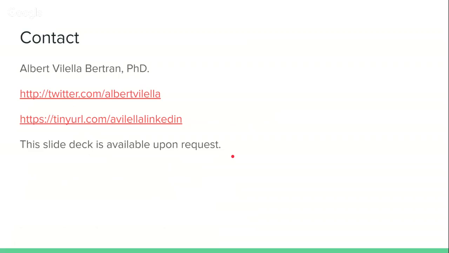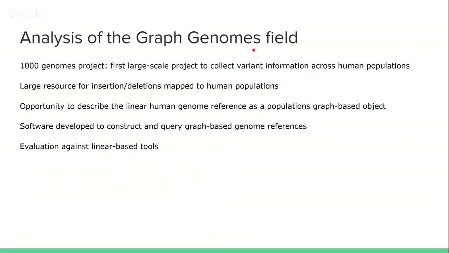We're going to talk about graph genomes and how this field has started and evolved in the last few years. A lot of this happened due to the 1,000 Genomes project, which was the first large-scale project to collect variant information across human populations. This project, which took place a few years ago, generated a very large resource of insertions and deletions mapped to human populations.